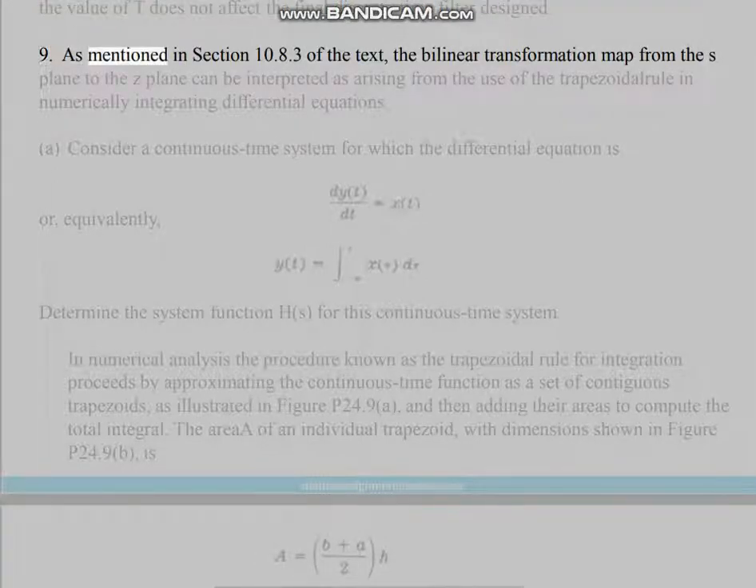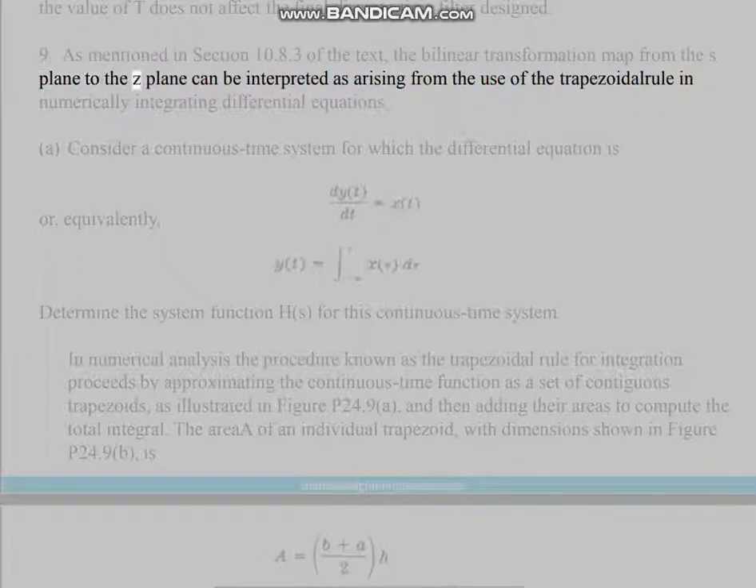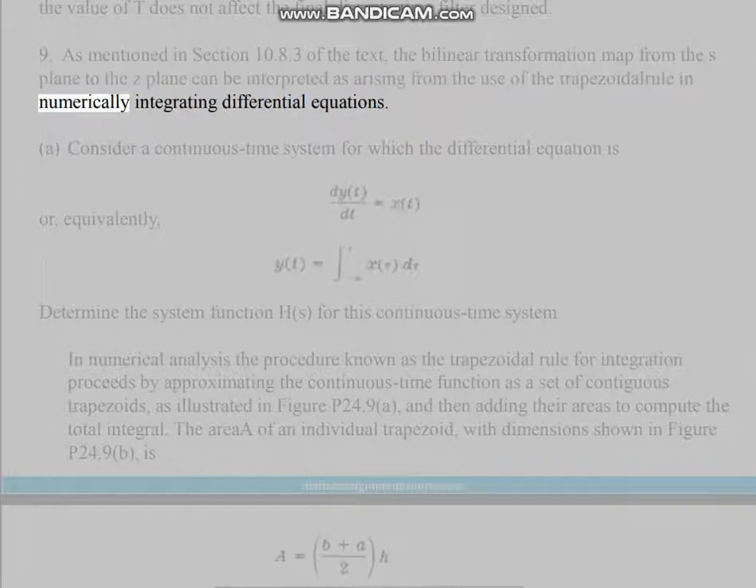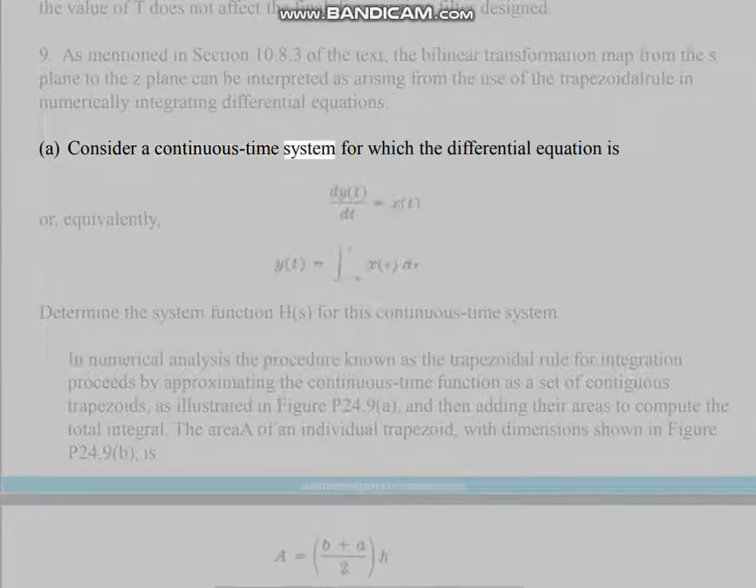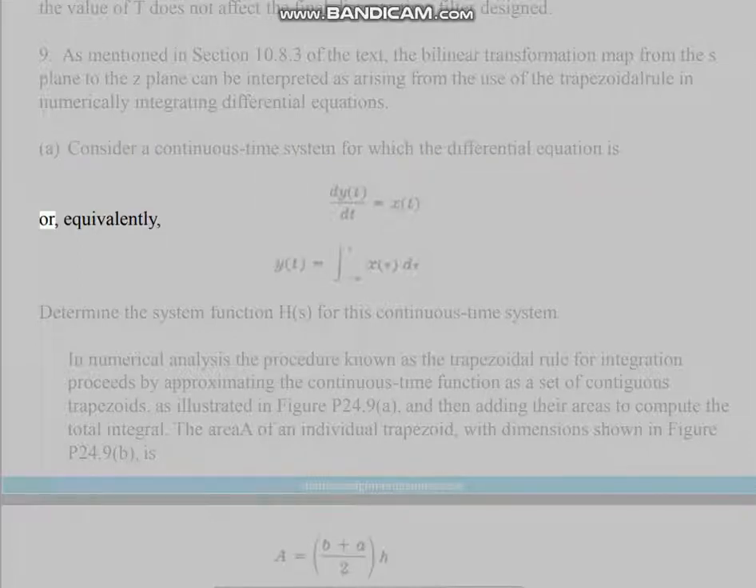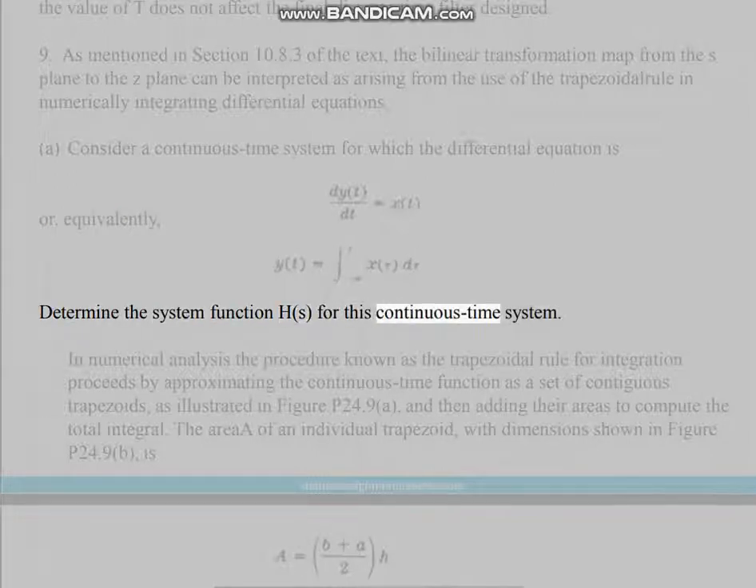9. As mentioned in section 10.8.3 of the text, the bilinear transformation map from the s-plane to the z-plane can be interpreted as arising from the use of the trapezoidal rule in numerically integrating differential equations. Consider a continuous-time system for which the differential equation is, or equivalently, determine the system function H(s) for this continuous-time system.